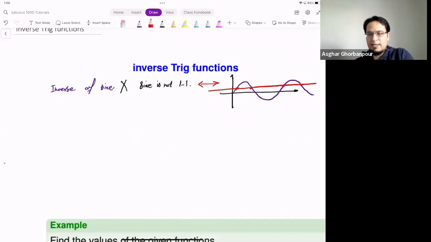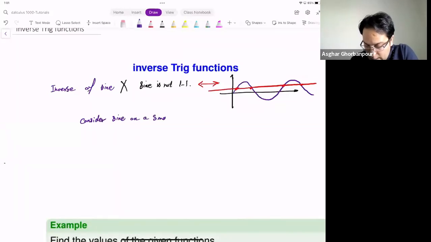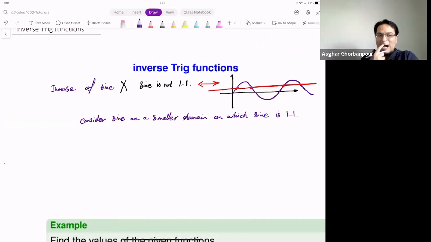That's not right. When a function is important to you and you want to find its inverse, you can consider that function, in this case sine, on a smaller domain on which the function is 1-to-1. I will call it a 1-to-1 domain.